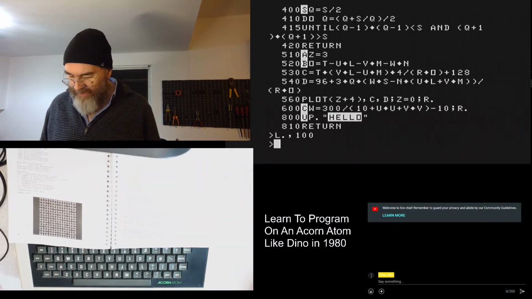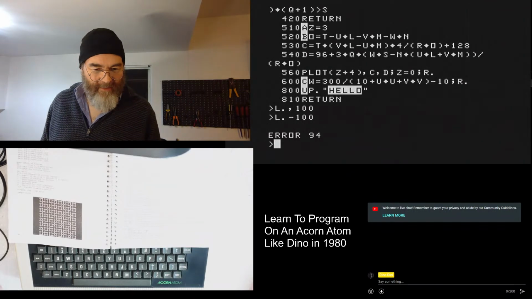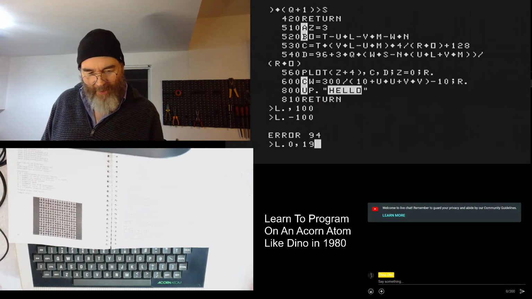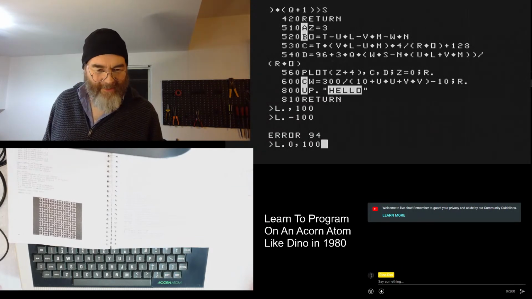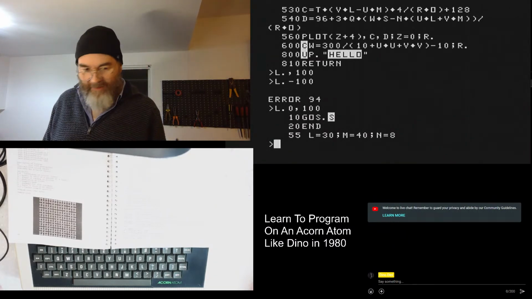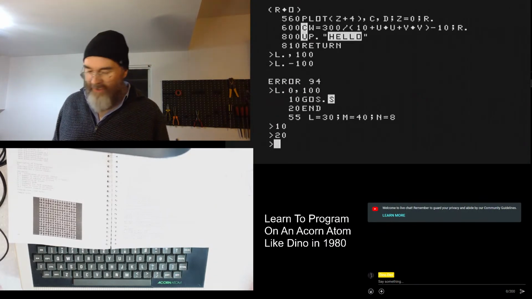What? List dash 100, list 0 comma 100. Oh, that's how you do it. Okay, I need to get rid of line 10. I need to get rid of line 20.